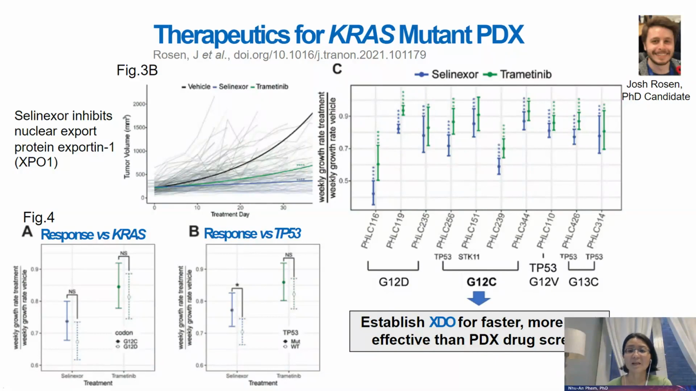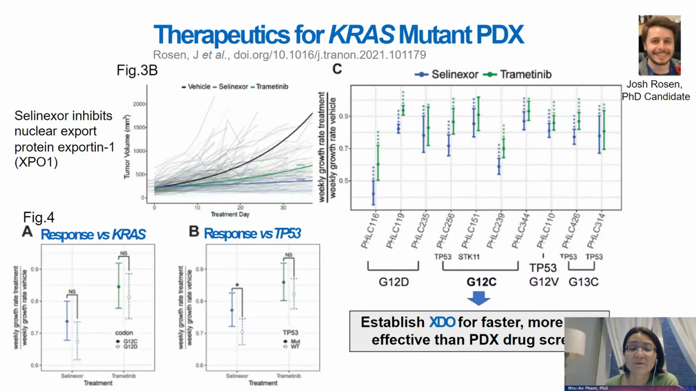So in the next study, I'd like to show you work done by Josh Rosen, our current PhD student in our lab. He's trying to see if potential therapies for KRAS mutant tumors have the same effect across all KRAS mutant subtypes. As you can see here, he has a few models with the subtypes G12D, G12C, G12V, and G13C.